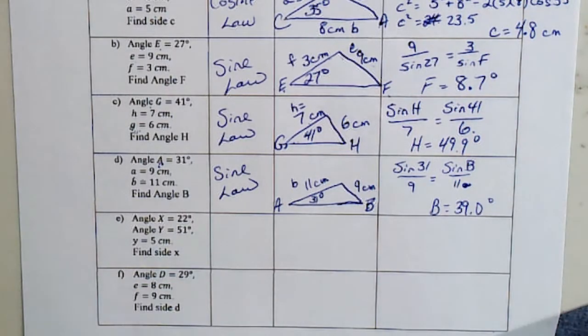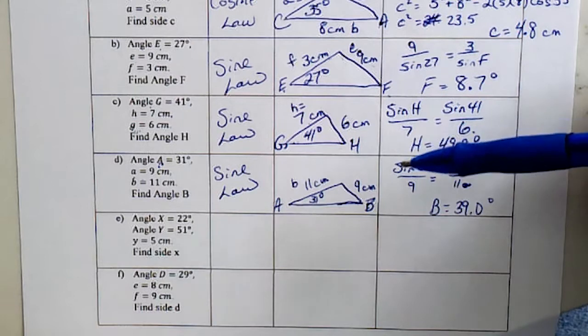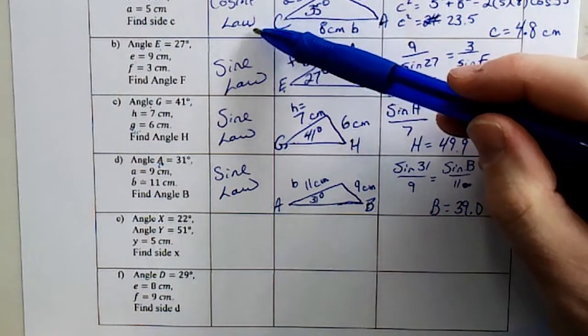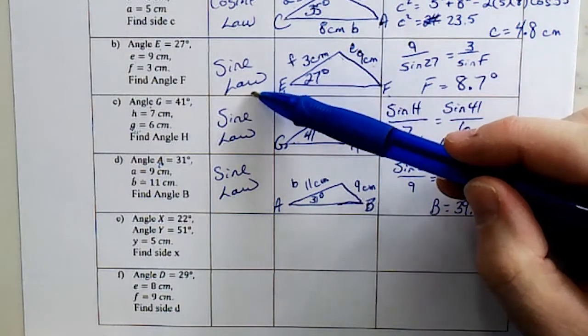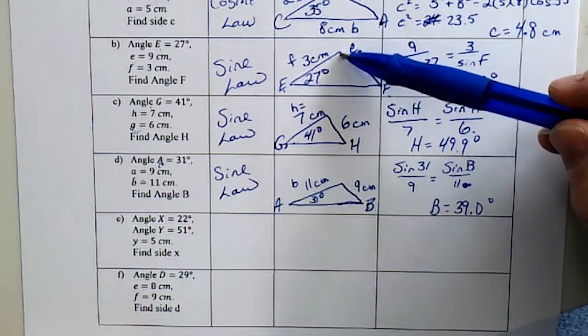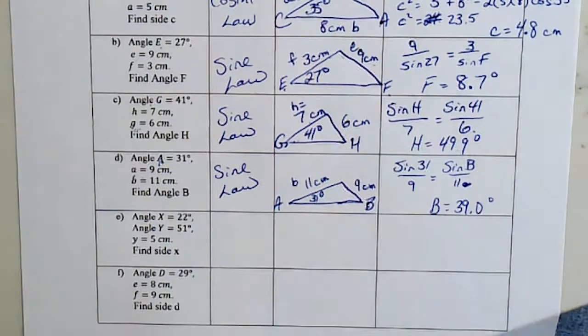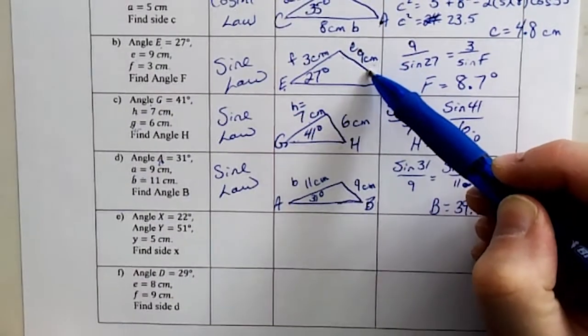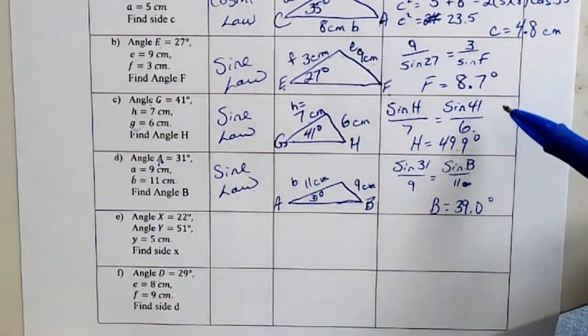Now this is a good point to look at this. Some of these might have two answers. So if I look at it, cosine law, never two answers. This one, the far side is longer than this side. So if I try and go back this way, it's too long. So this one has one answer. It has to go this way.